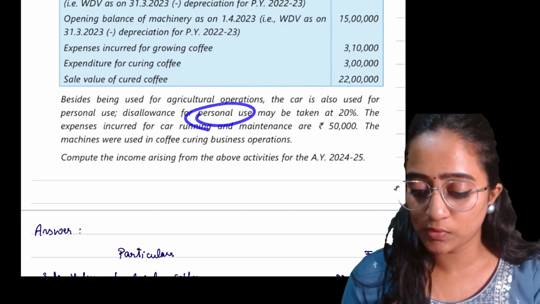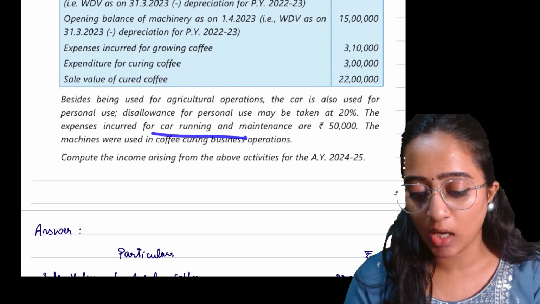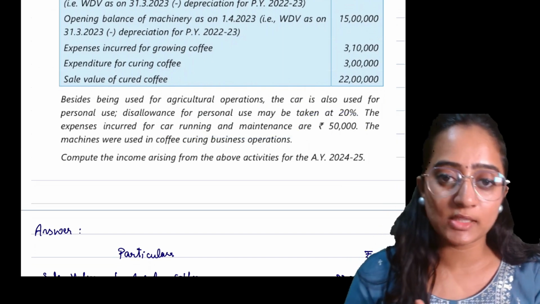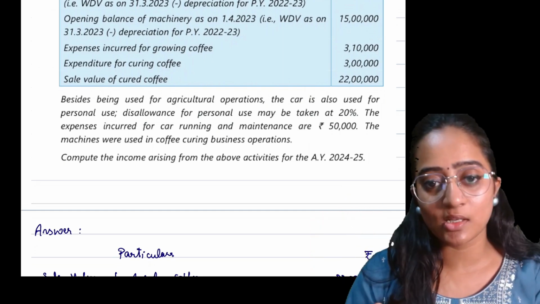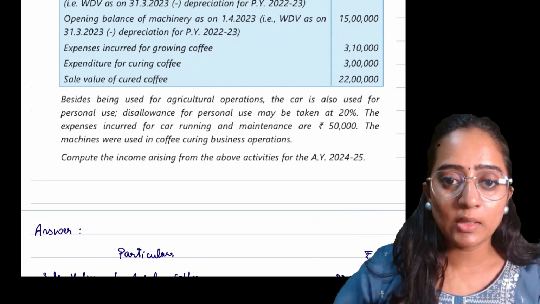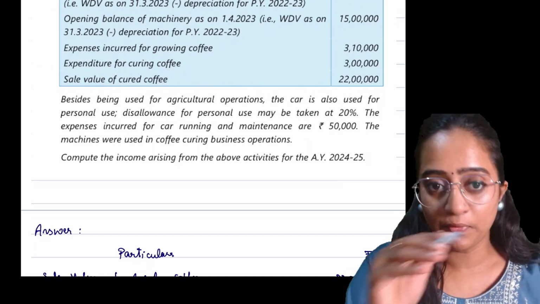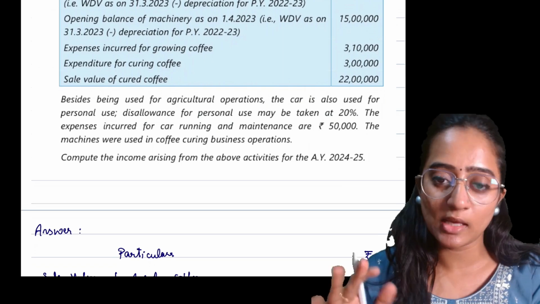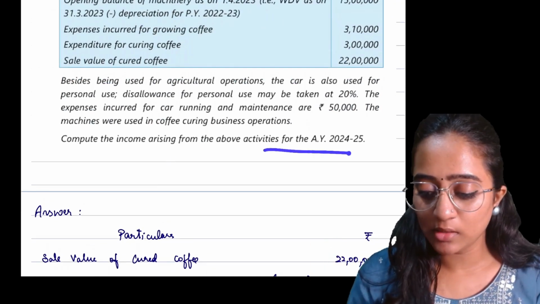That is personal use, 20%, and 80% is used for the business. And the expenditure incurred for car running and maintenance is 50,000. Whatever the car-related depreciation and expenses are, we are going to consider 80% to be business-related expenditure and 20% to be personal. Out of this 50,000 rupees, 80% will be considered as business and the remaining 20% will be considered as personal. Compute the income arising from this.